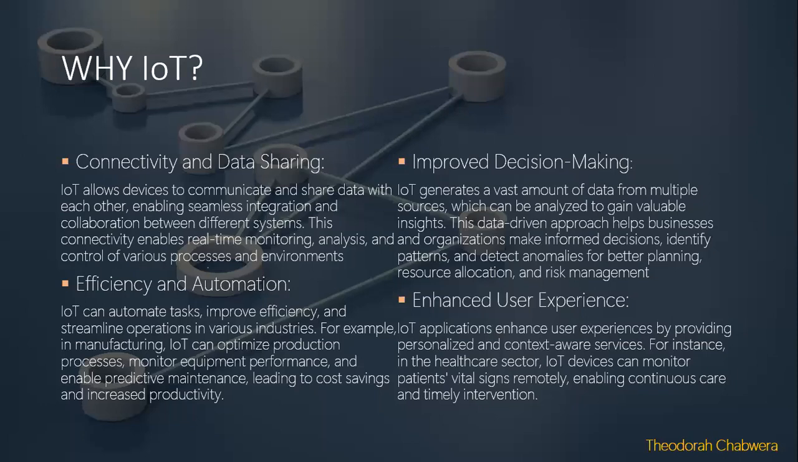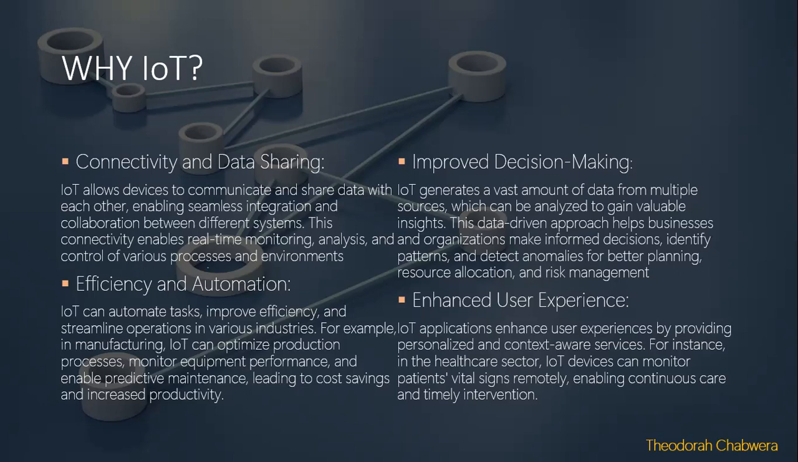So let's look at why we should use IoT. Why is IoT important? Why do we need it in this present generation? We need IoT for connectivity and data sharing. IoT allows devices to communicate and share data with each other, which enables seamless integration and collaboration between different systems. These devices enable real-time monitoring, analysis, detection, and control of various processes and environments.